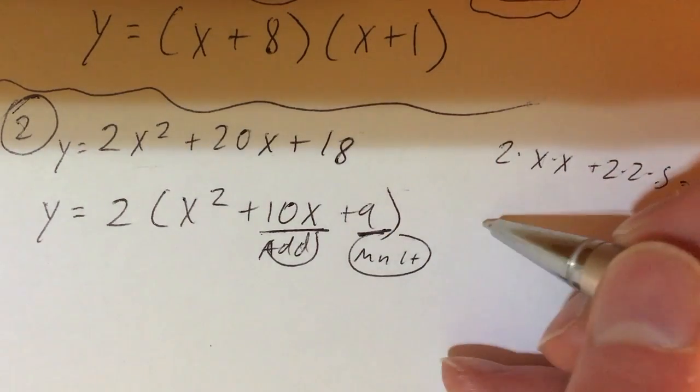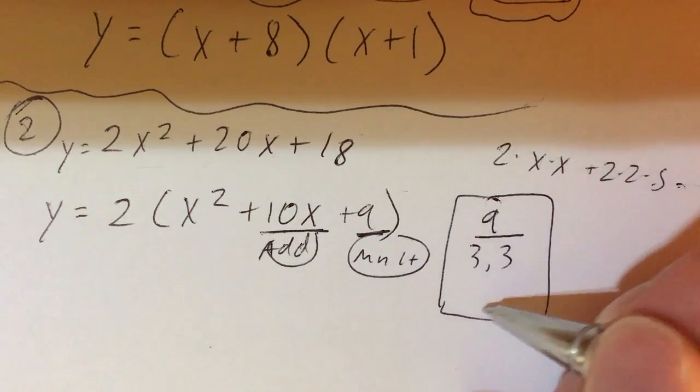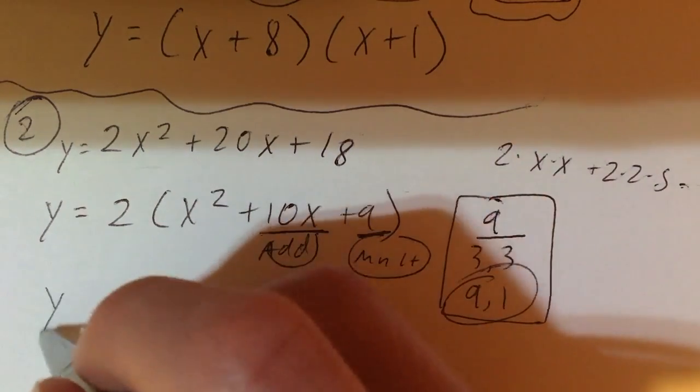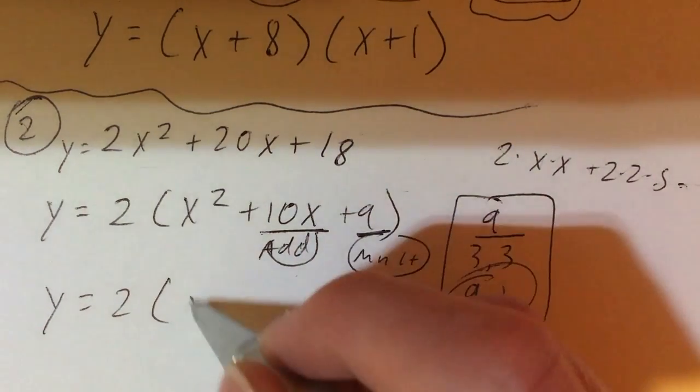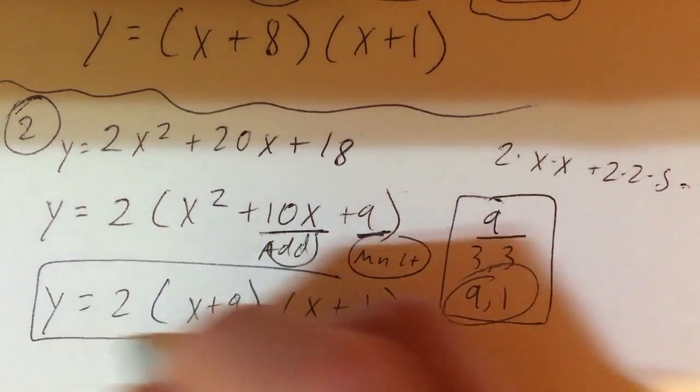Again, if you want to, list out the numbers that multiply to get me 9 on the side. Well, we got 3 and 3, and 9 and 1. Well, which of those adds to give me 10? 9 and 1. So the way I write that, y equals 2. x plus 9, because we said it was a positive 9, right? And x plus 1. That's my factored form.